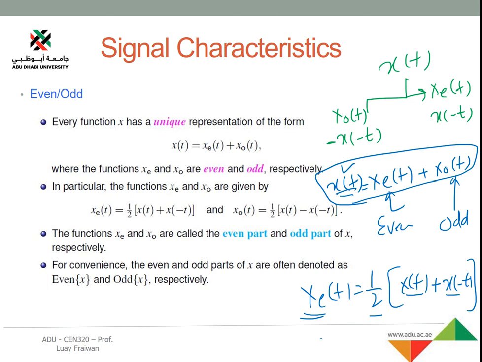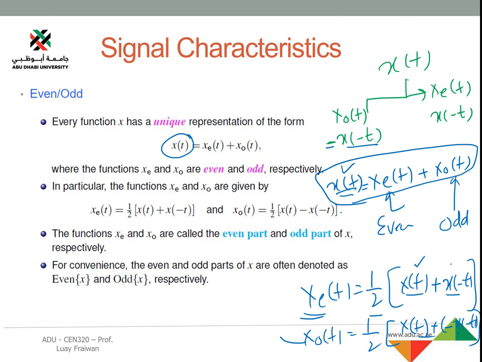And for the odd part, what will be happening? Half of the original signal, and we will add what is the property of the odd one? Time reversal, and this one, minus x of minus t. If we add these two things, we will get the odd part of the signal. So if you know the original signal and want to calculate the even and odd parts, we can just apply this.